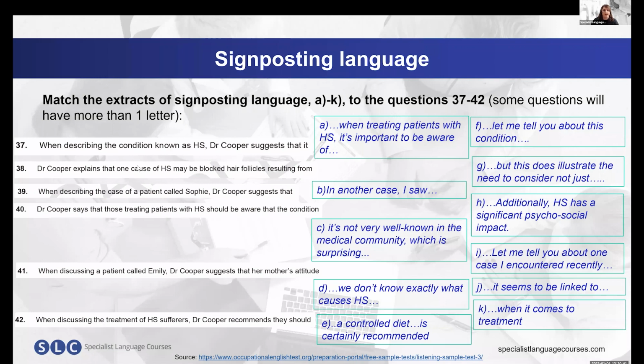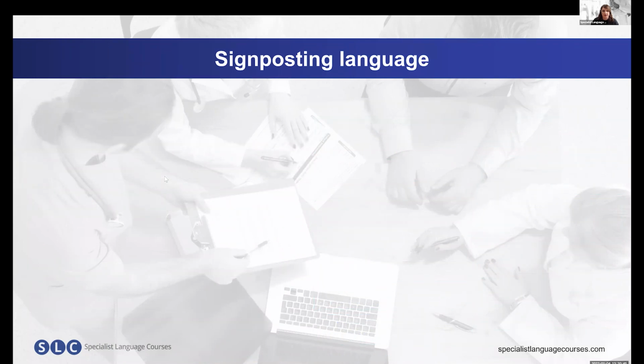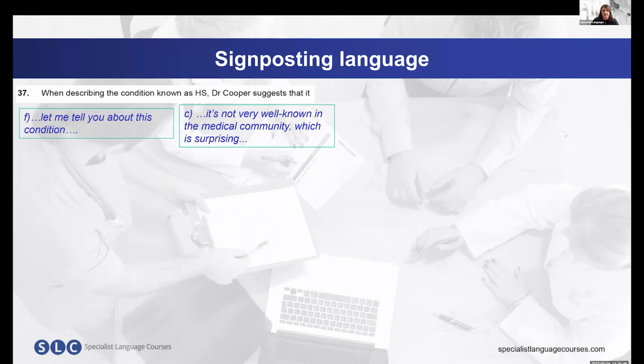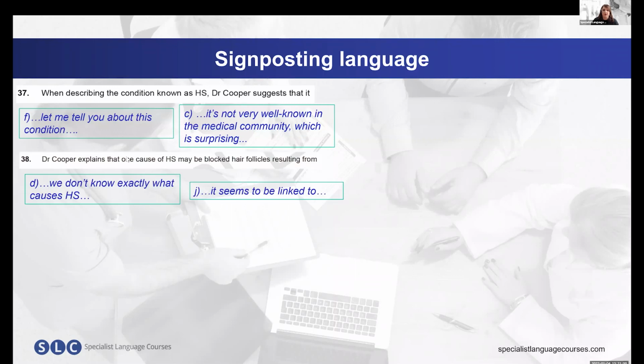All right, so let's take a look at our signposting phrases here. So for question 37, when describing the condition, Dr. Cooper suggests, so we've got phrases to signpost that we're describing. Let me tell you about, and then more details. For 38, we're looking at a cause. One cause may be resulting from. So we don't know exactly what causes HS. This is our signposting phrase, and it seems to be linked to, and you need to listen carefully as this will give us the answer.